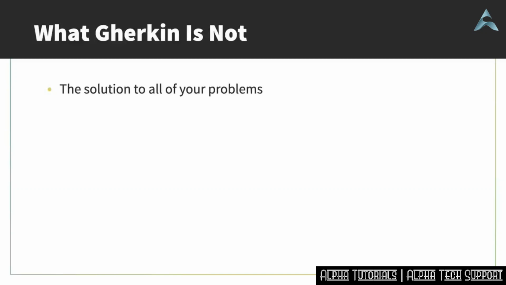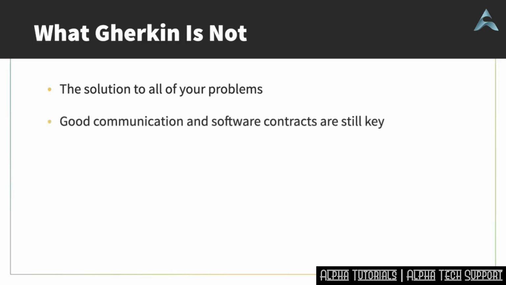Unfortunately, Gherkin doesn't solve all your problems, but it's useful for defining those interactions and behaviors. If you have activities in your system that are hard to define in steps, they'll be hard to define here. So you don't get away from having good communication and well-defined interfaces and contracts throughout your system.